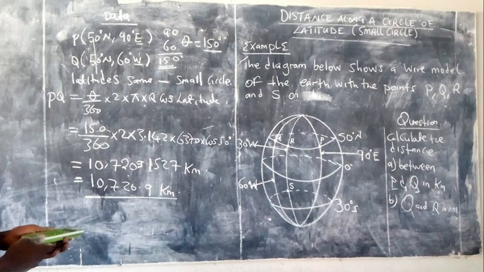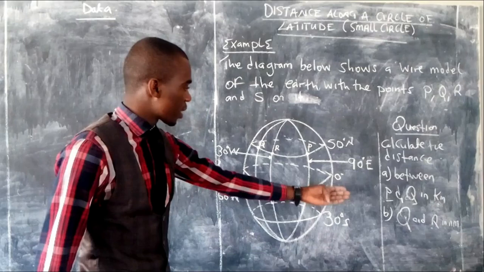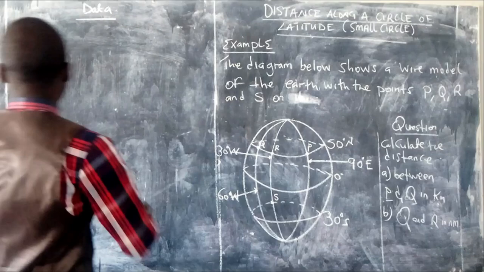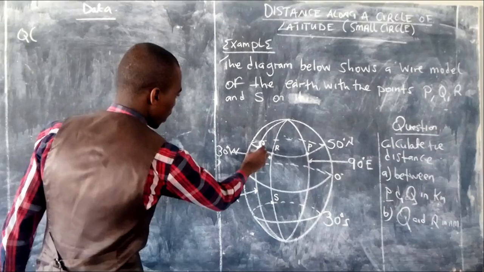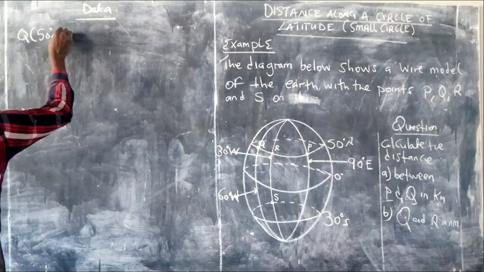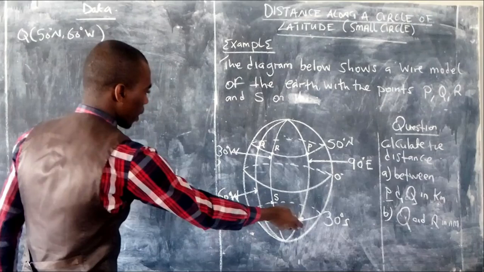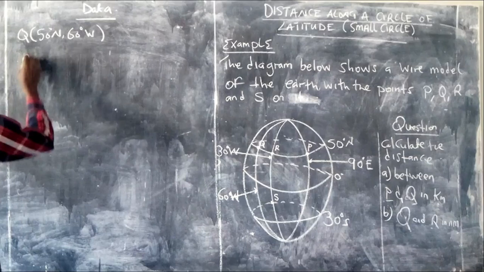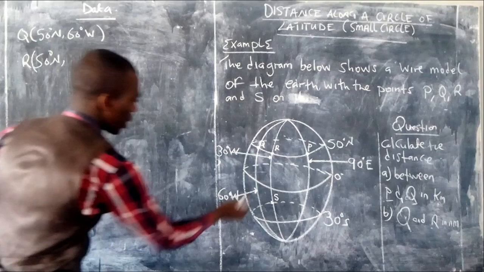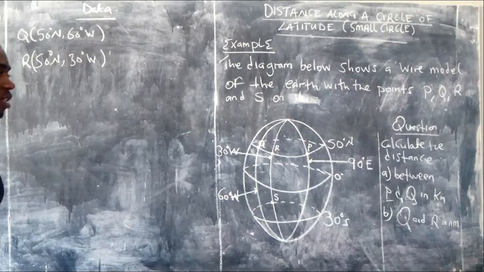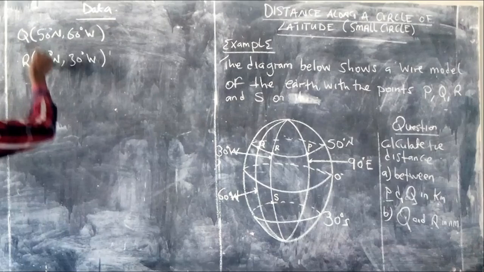Okay, so now let's also solve the distance between Q and R, and this one is in nautical miles. So we are going to collect the data. We write the coordinates for Q. So Q here is 50 degrees north, comma, 60 degrees west. Then we go to R. R is this one here, which is also still on the same latitude, which is 50 degrees north, comma, 30 degrees west. So this is what we have. Again, as you can see, since these two points are on the same latitude, it means that we are dealing with a small circle.